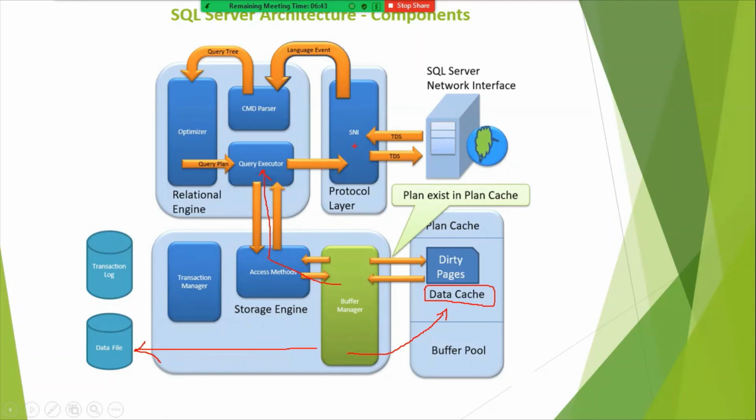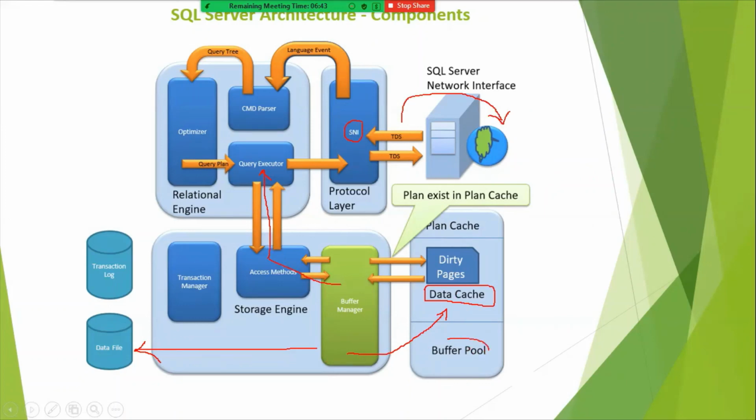The query executor will send that result set to the network layer, and the network layer will encapsulate, or wrap, it into a TDS packet and send it back to the client. The client-side network library will unwrap this TDS packet and read the data. So this is how that works.